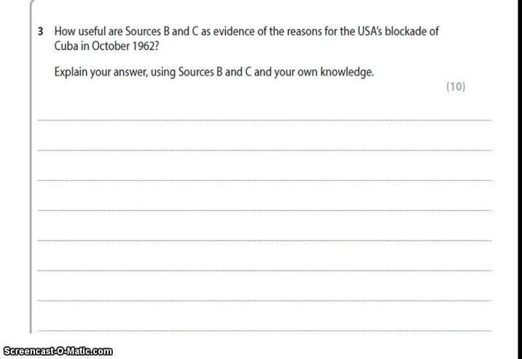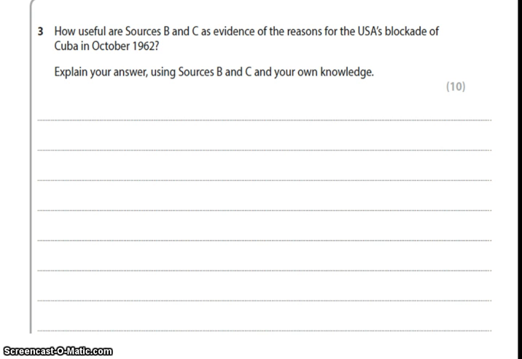You've also got to think in paragraphs. Once you've made your point, you have to evidence and explain it and use your own knowledge to support what you're saying about the source. That's the highest way. If you combine your own knowledge and the sources, you're going to score highly.